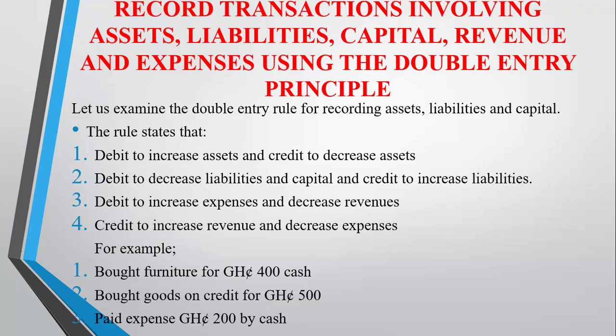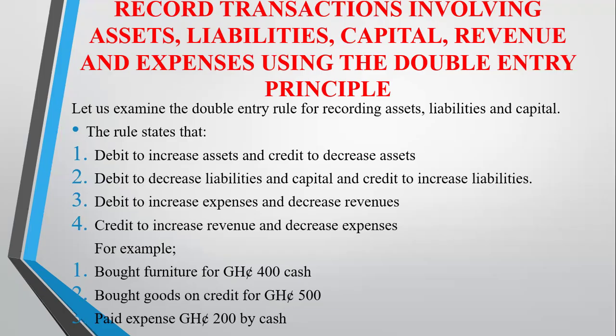So we are going to debit motor vehicle in the name of cash. That is what the first rule is saying. We should debit to increase assets and credit to decrease assets. Two, debit to decrease liabilities and capital and credit to increase liabilities.